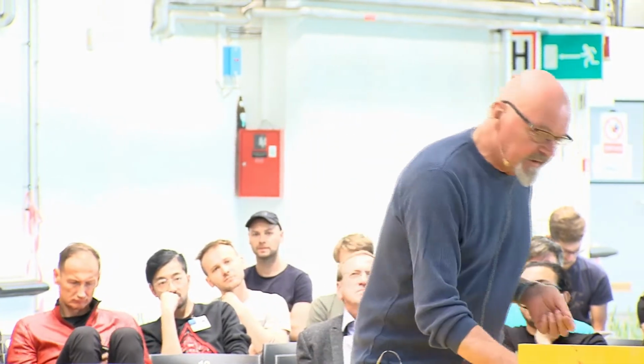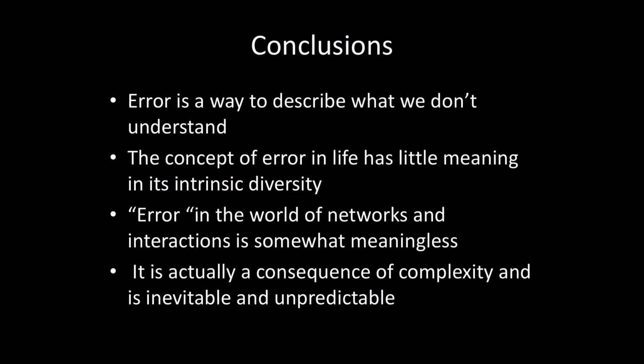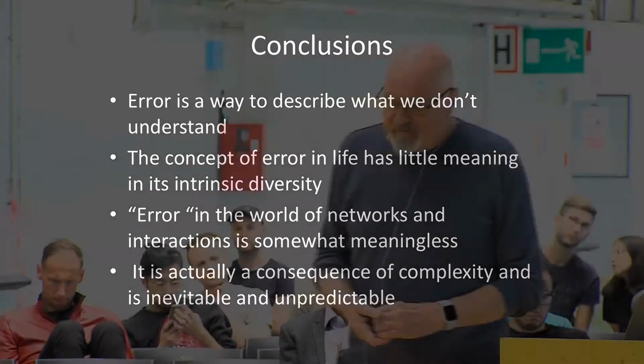So, in summary, I would say error is a thing we use to describe what we don't understand. If we understood the very sources of what goes on, it wouldn't be error anymore, okay? And the concept of error has, at least from our mathematical sense, little meaning in the real world because the real world is intrinsically diverse and dynamic, and the emergence of things can't be predicted. Particularly in the world of networks, interactions, and so on, it's, to me, meaningless.